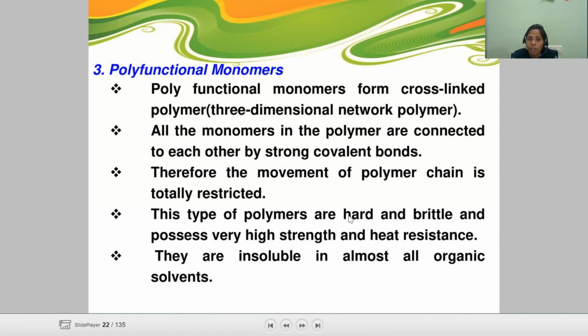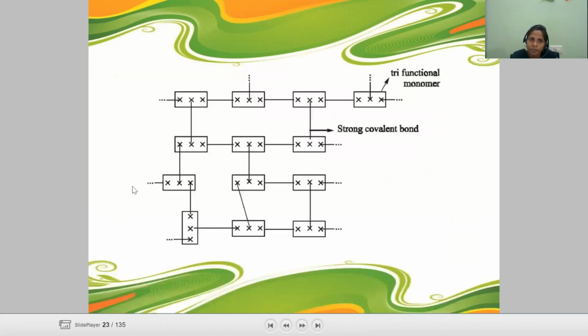So this type of polymers are hard and brittle and possess very high strength and heat resistance. So they are insoluble in almost all organic solvents. So these are based on the functionality. Based on the functionality, there are three types of polymers. One is a straight chain polymer, that means linear, bifunctional, trifunctional, polyfunctional monomers.